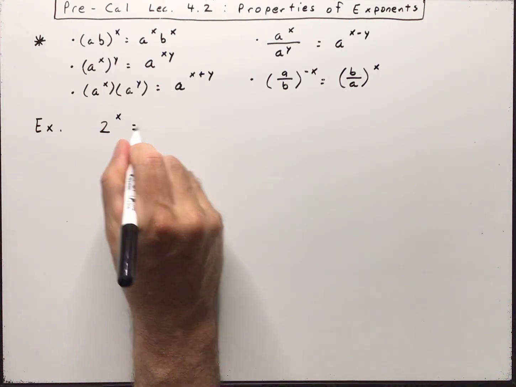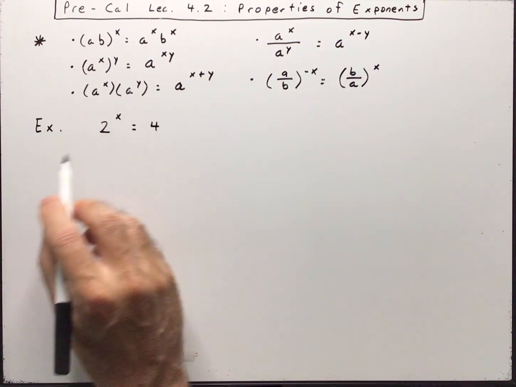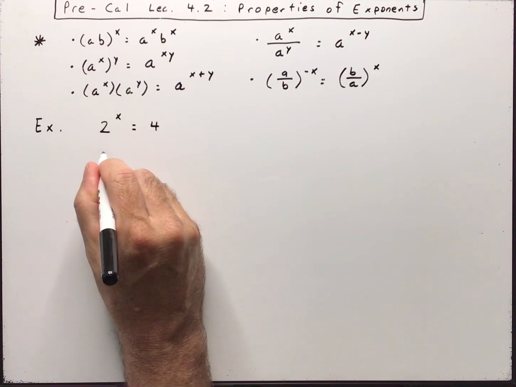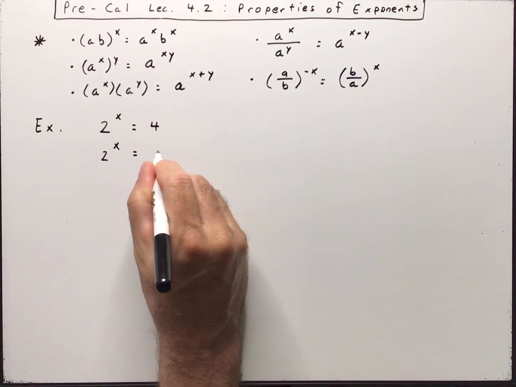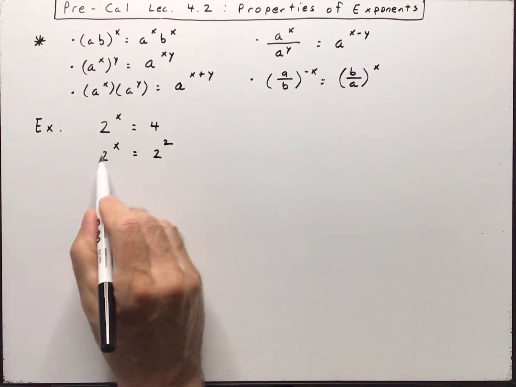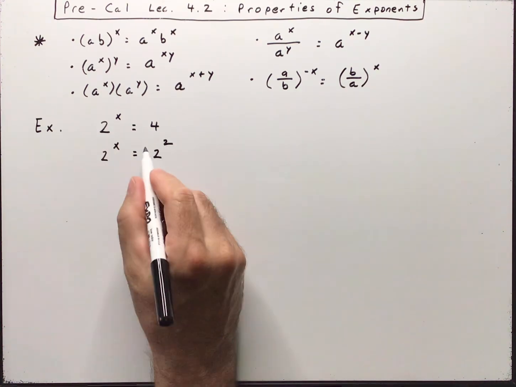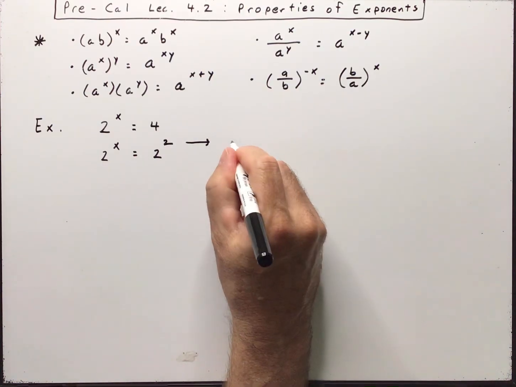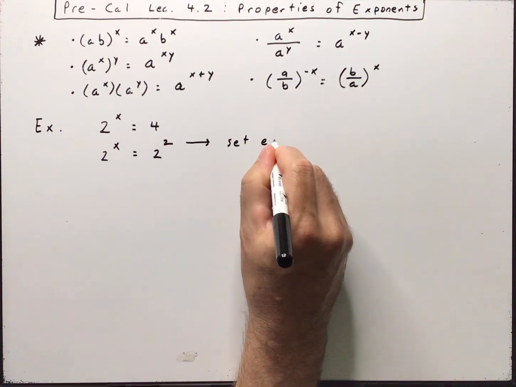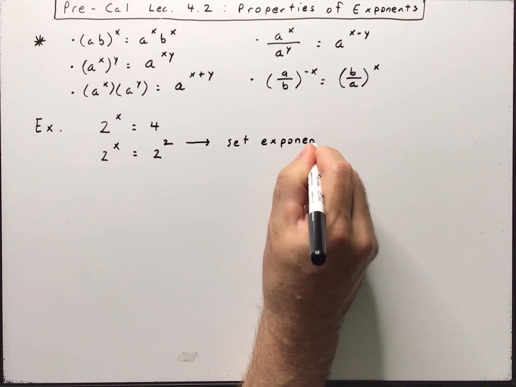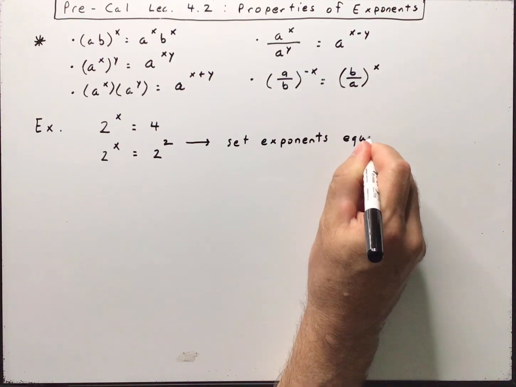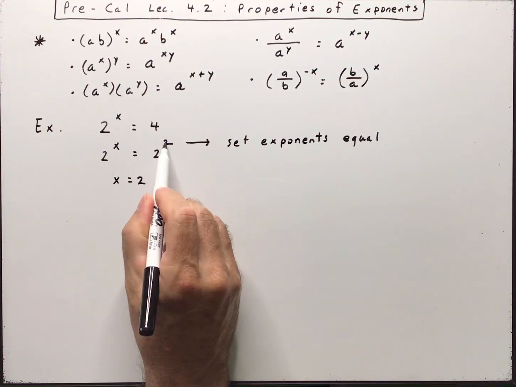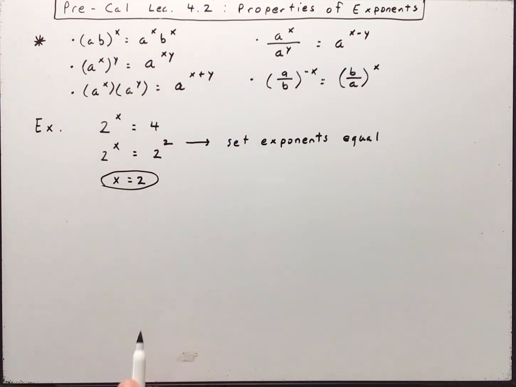2 to the x is equal to 4. Now, I know that's really easy, but I want to show you how we're going to solve all these problems. We need a common base. So I'm going to rewrite 4 as 2 squared. Now we have a common base of 2, and I can set the exponents equal to each other. So x equals 2.